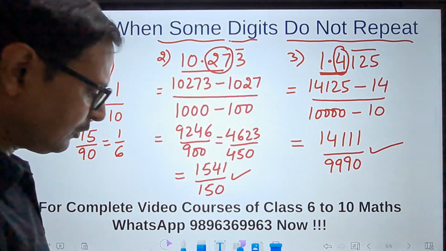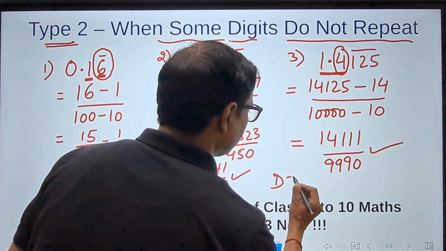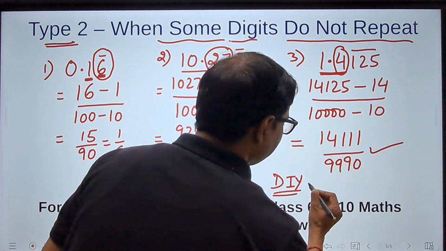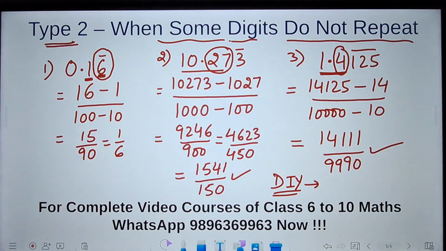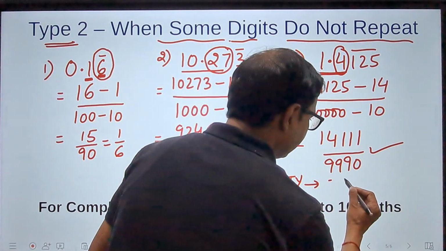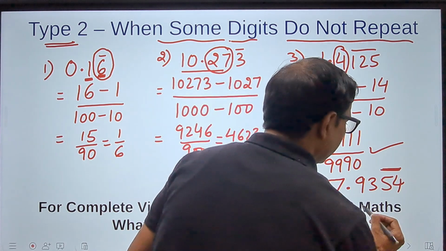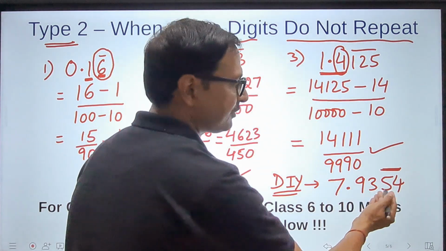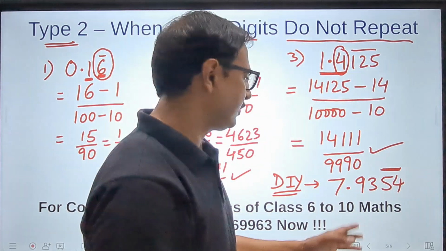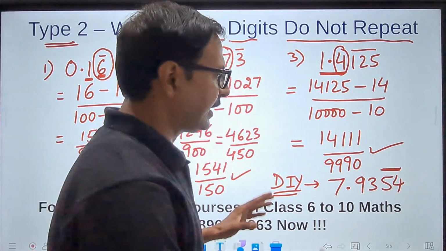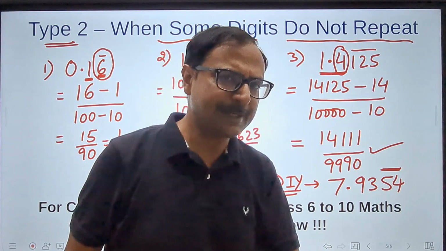So friends, I'll give you a DIY question. You have to post your comments and tell me whether you could solve this using this approach or not. Okay, 7.9354 and a bar over 54. So you have to tell me the fraction equivalent of this particular non-terminating recurring decimal, and I'm sure you are going to get it right within 10 seconds.